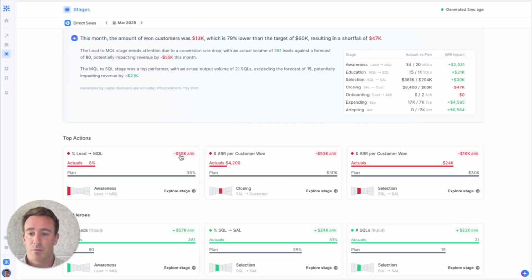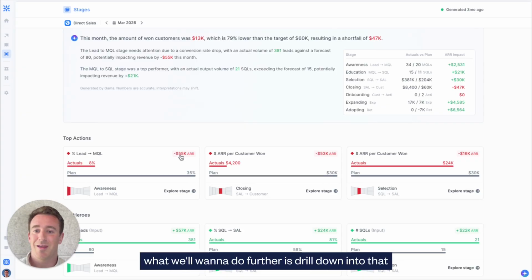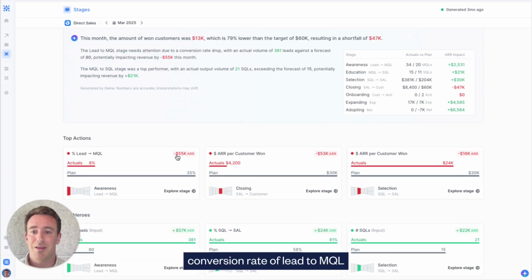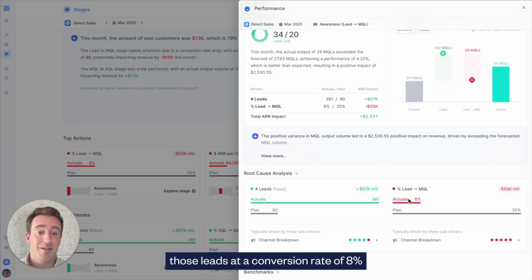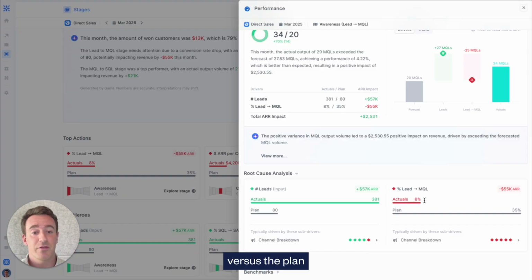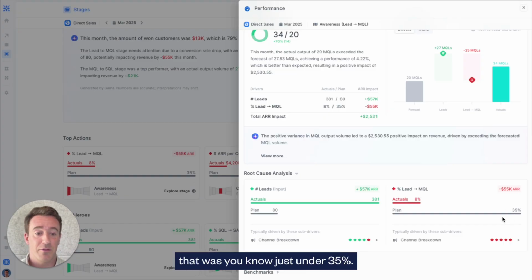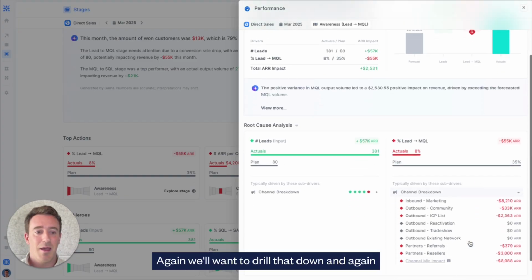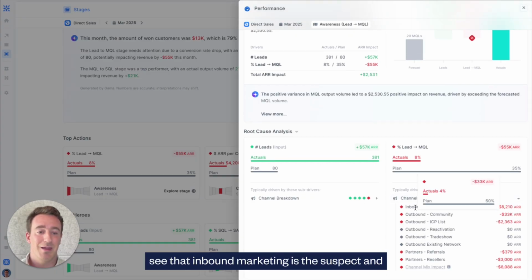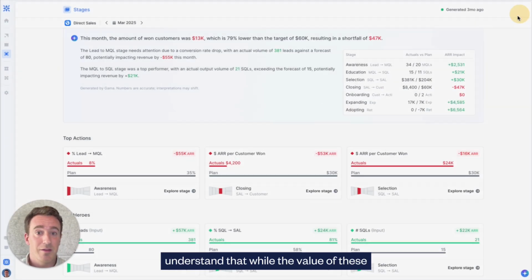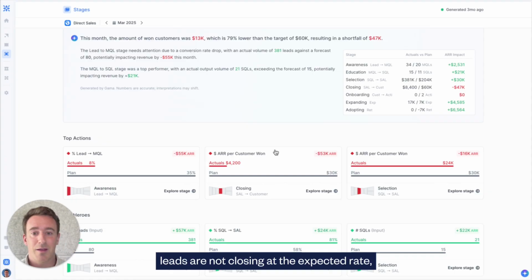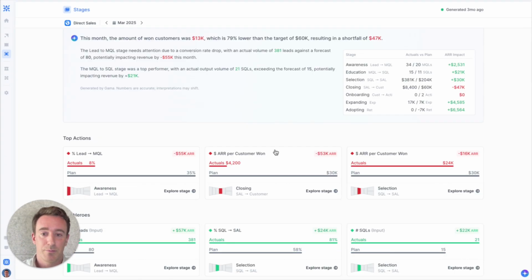causing 55K of lost revenue. So again, what we'll want to do further is drill down into that conversion rate of lead to MQL. And we can then see that we converted those leads at a conversion rate of 8% versus the plan that was just under 35%. Again, we'll want to drill that down and again see that inbound marketing is the suspect, and you'll want to then address this issue and understand that while the value of these leads are not closing at the expected rate, there's also a larger issue that is the conversion of those leads to MQLs.